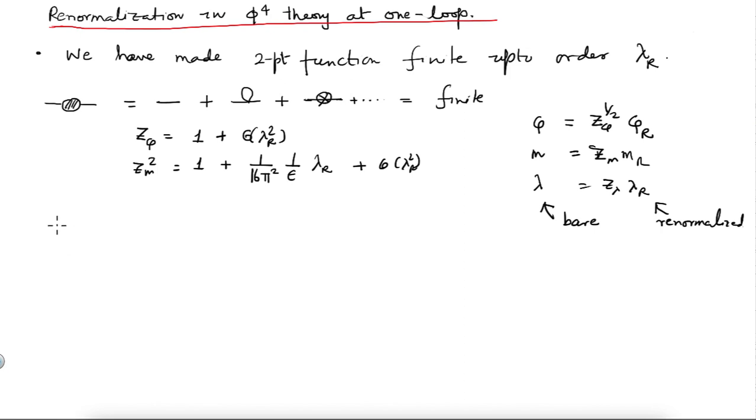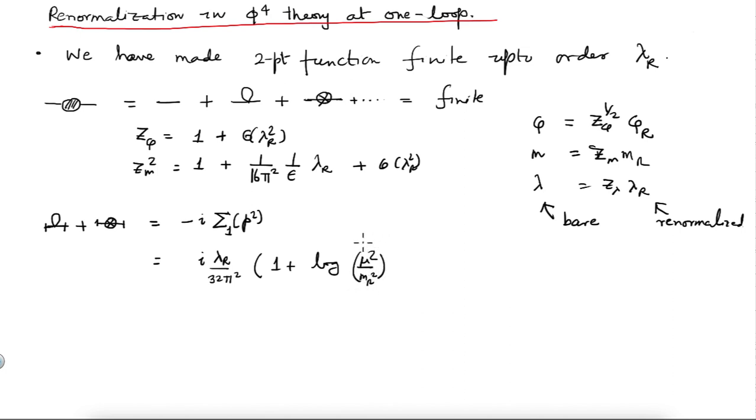So this diagram plus this diagram. Right now I'm not including the external propagators. These propagators are not included. You can put little ticks to indicate that. This is what we had defined as minus i sigma, where sigma is for the entire one particle irreducible diagrams. I will put a subscript 1 to say that we are at the lowest order. And this is what we found last time to be i lambda r over 32 pi squared times 1 plus log of mu squared over mr squared.